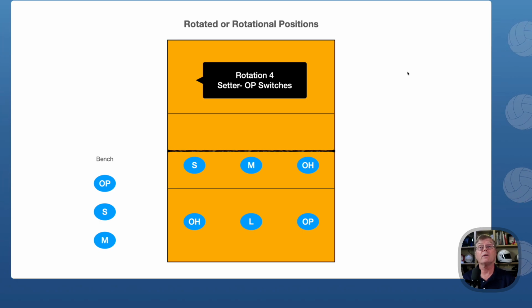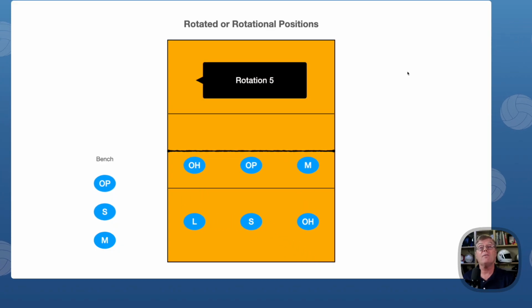At this point, we're going to make 2 substitutions. The first substitution is going to be in front of the 10-foot line, and we'll bring in the opposite player, another right side hitter, and we'll bring the setter off. But now we don't have a setter on the court, so we need to bring a setter in for the opposite, who is in the serving position right now. And they would exchange again in front of the 10-foot line, and then they would go and play the point. So that's rotation 4.